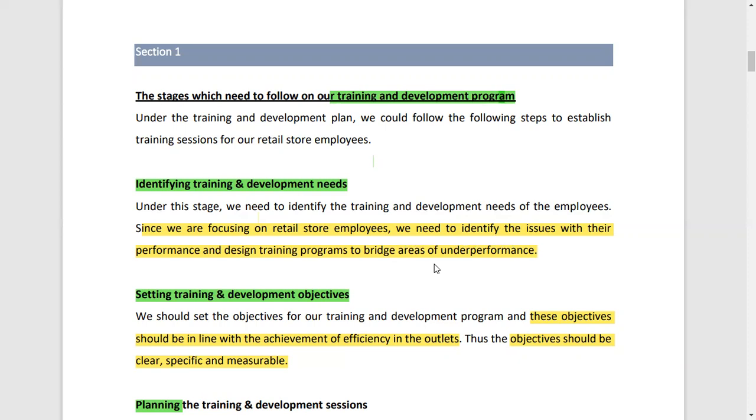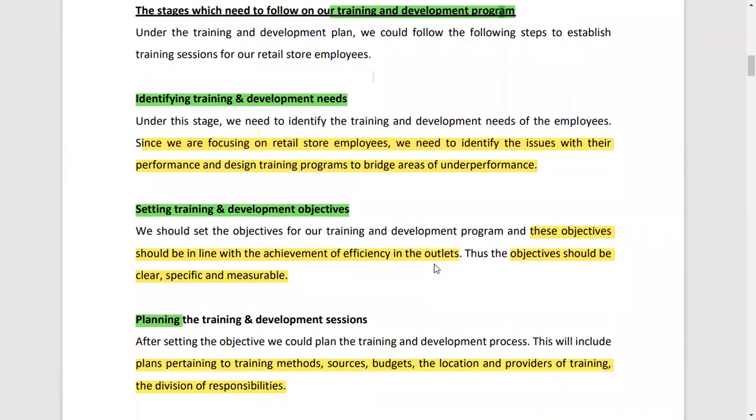So why do we carry out training and development? To make sure that the skill set of employees improve. So first things first, we need to figure out the issues in their performance, then design a training and development program to forego the underperformance in the future.